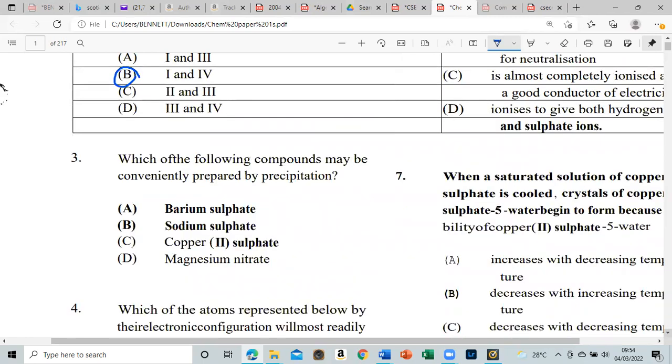Which of the following compounds may be conveniently prepared by precipitation? And that is A, barium sulfate.